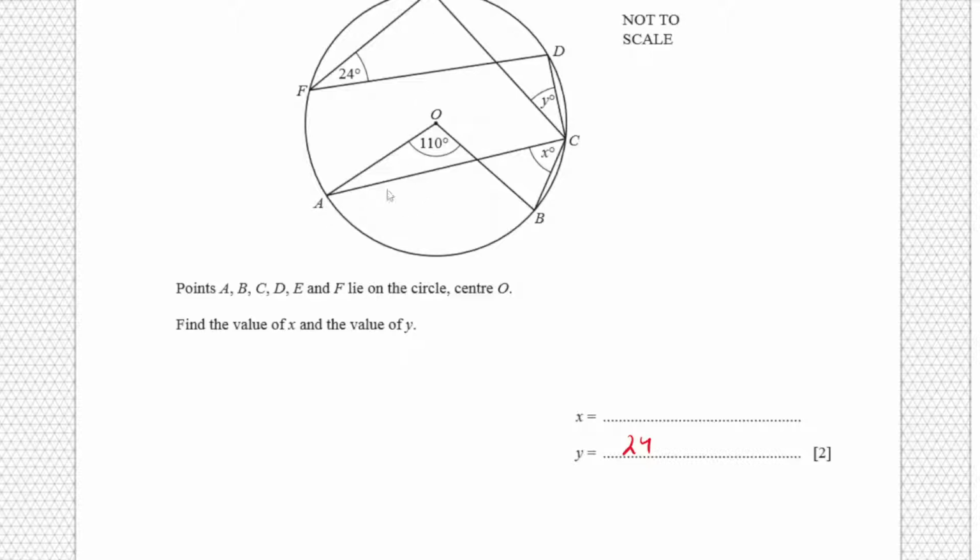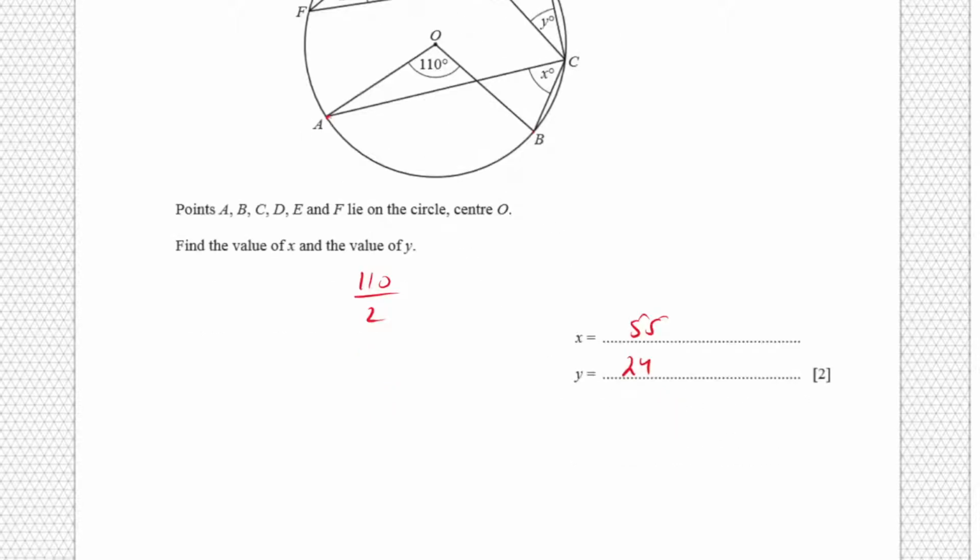And x is going to be what? It's going to be half of this 110. And again, there's a rule behind it, which is the angle at the center is double the angle subtended at the circumference, coming from the same arc, of course. So both start at the same arc, one goes to the circumference, one goes to the center. The center one is going to be twice that at the circumference. So there you go.